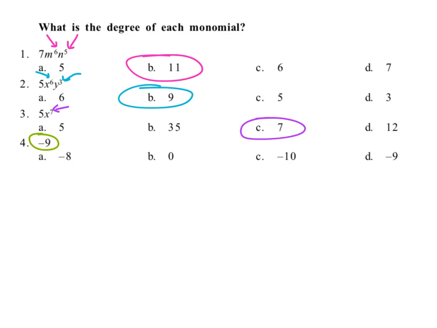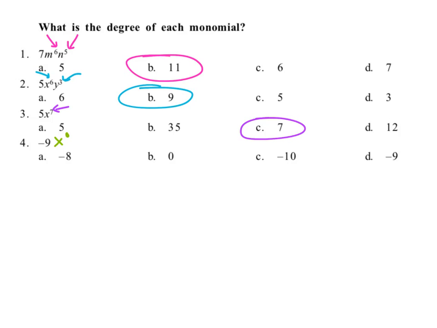But this constant right here, -9, that is a non-zero constant. And you can imagine that there could be some invisible x to the 0 power. Anything to the 0 power is 1. And -9 times x to the 0, or -9 times 1, is -9. So it's like there's an invisible variable raised to the 0 power following any constant.